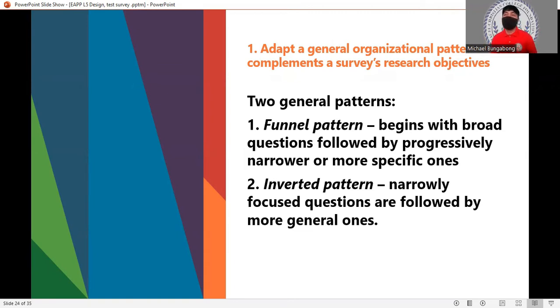I think it's more on the convergent and divergent questions. Do you still remember that? The one that we discussed a while ago, the divergent and the convergent types of questions. So it looks like this. Inverted pattern: narrowly focused questions are followed by more general ones. So when we say inverted pattern, it's from specific to general.